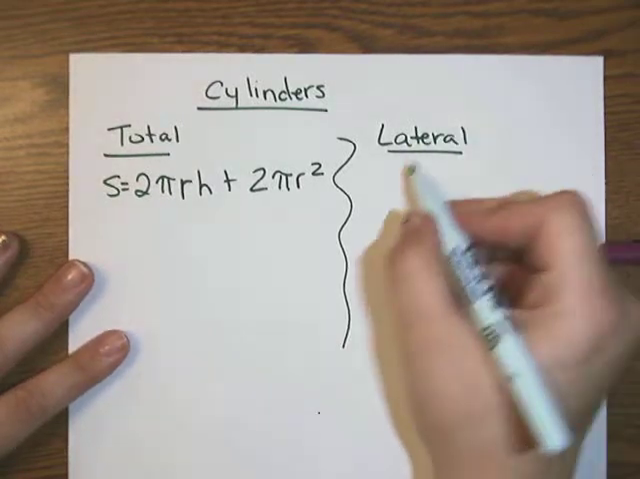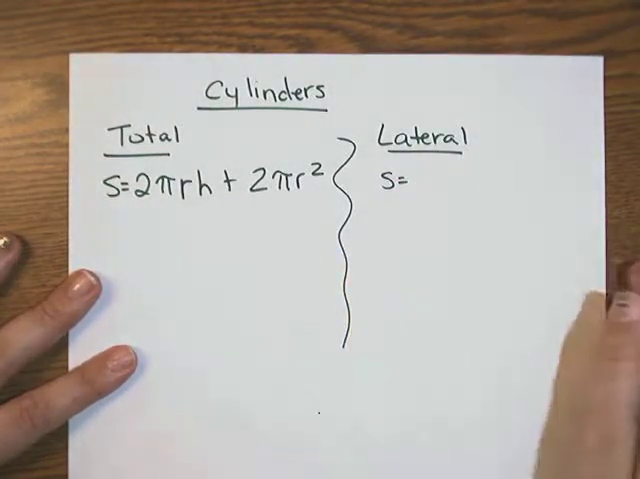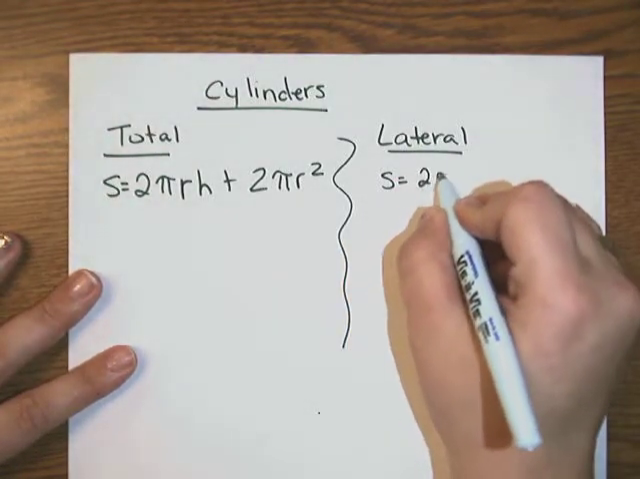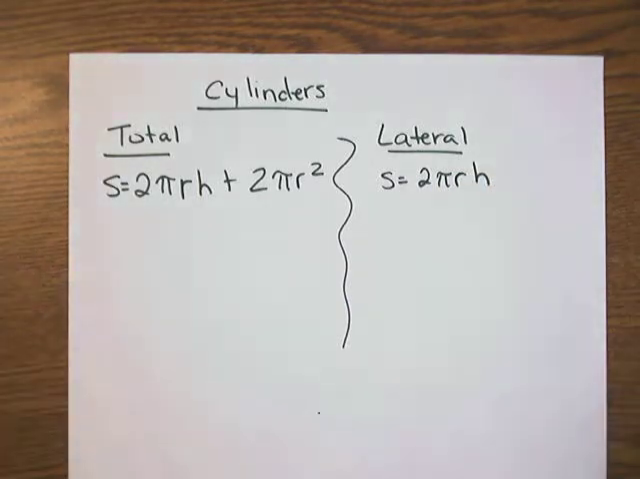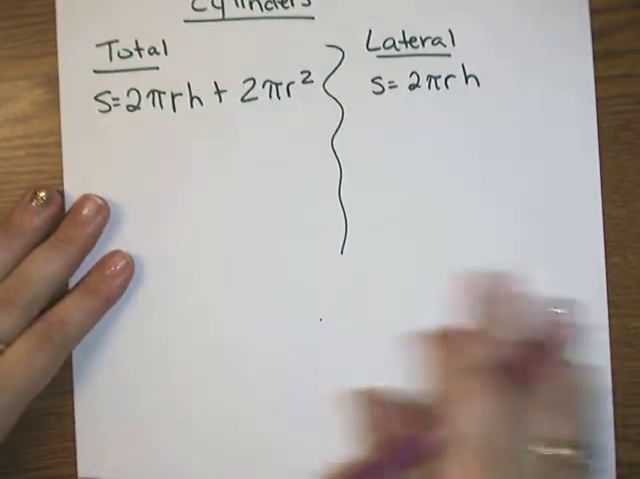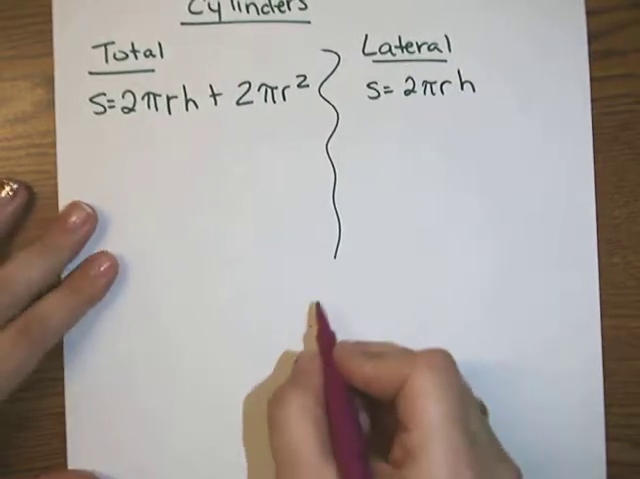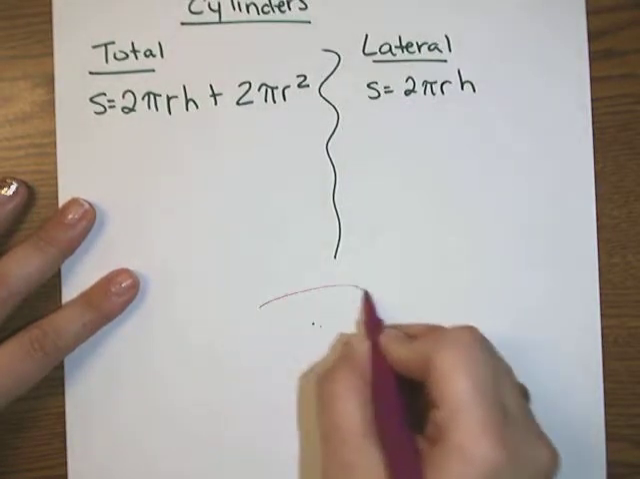Okay? For lateral, what is the formula for lateral? S equals 2 pi rh. Thank you. 2 pi rh. No capital letters, so this is going to be simply taking stuff and plugging it in. So we're going to draw one cylinder, and then we're going to find both.